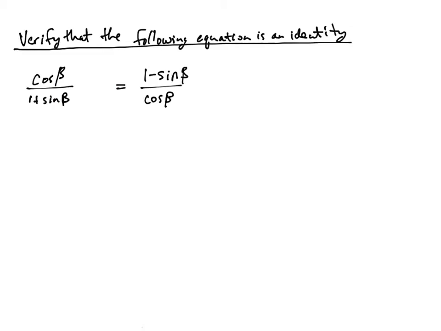All right, and then the last one in this section, we have cosine beta over 1 plus sine beta equal to 1 minus sine beta over cosine beta. Now again, resist the urge to cross multiply here. That is not something that we are able to do. So what we're going to do instead is multiply both sides by the conjugate.